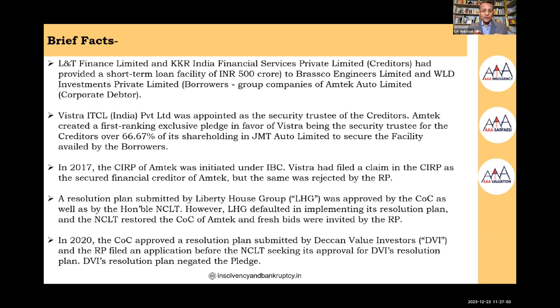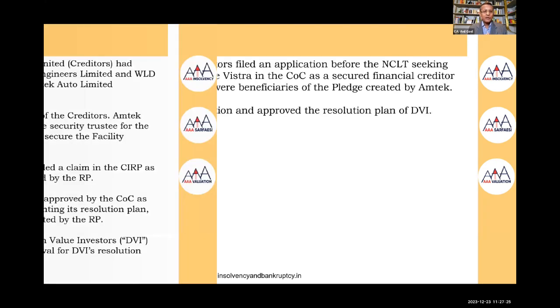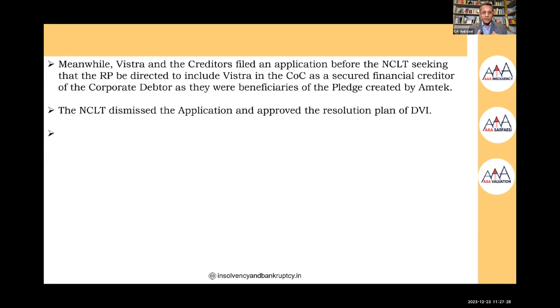Amtech Auto mortgaged the shares of JMT Auto to L&T Finance and KKR, and the loan was taken by Brasco and WLD. Now, Amtech Auto came into CIRP, and the Liberty House resolution plan followed, but that story is not really important in this case. Then Vistara and the creditors filed an application in NCLT, seeking that the RP be directed to include Vistara in the COC as a secured financial creditor. That is the first time they filed their claim, in the second CIRP process.